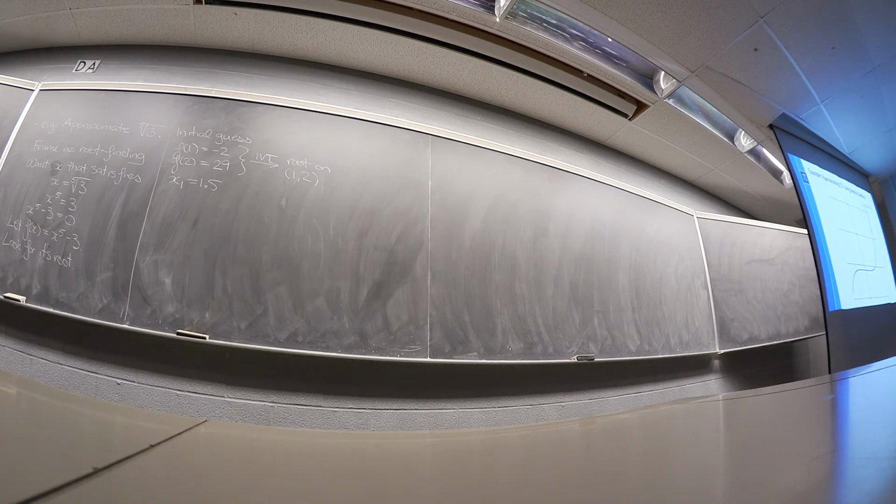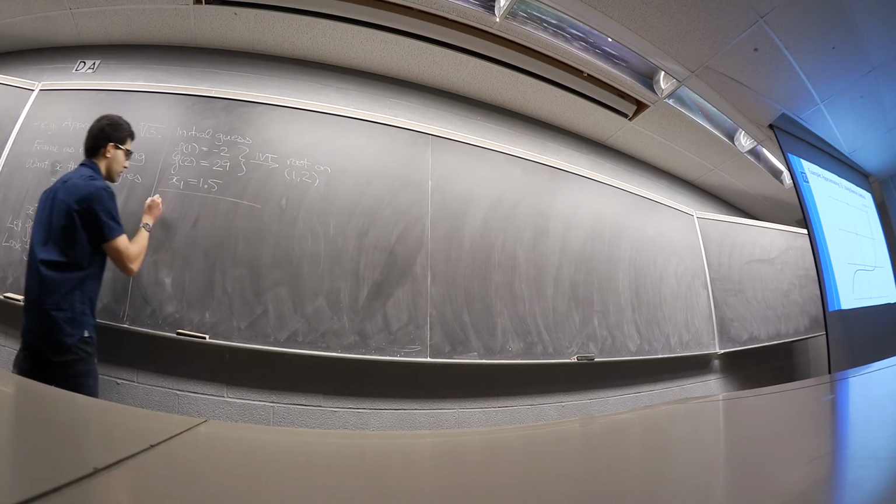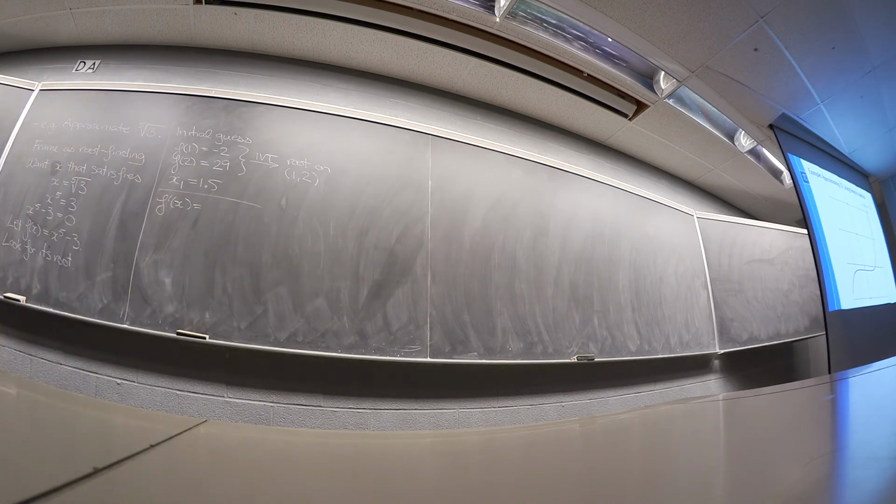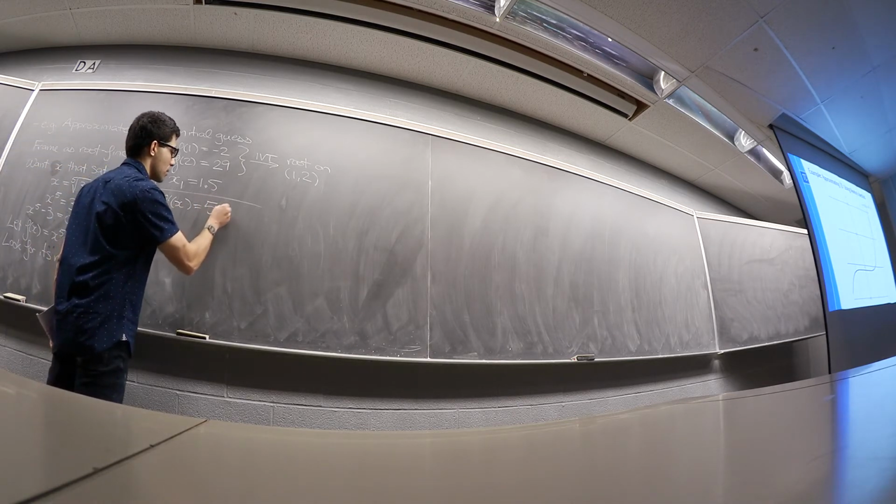What else do we need for Newton's method? We need the derivative of f. The derivative of f is 5x to the 4 by the power rule.